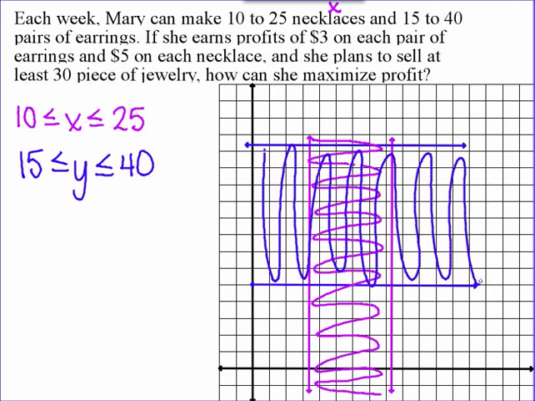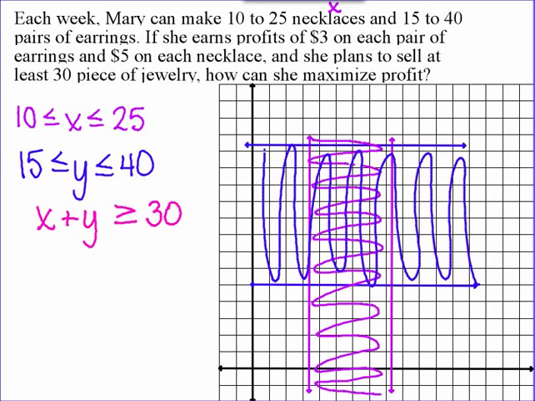Now the next one says that she plans to sell at least 30 pieces of jewelry. And so what that tells me is that the number of necklaces plus the number of earrings is at least 30. So can somebody tell me what kind of inequality that's going to be? X plus Y is greater than or equal to 30.